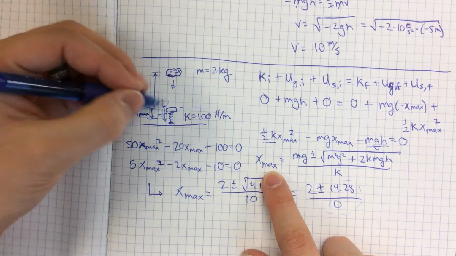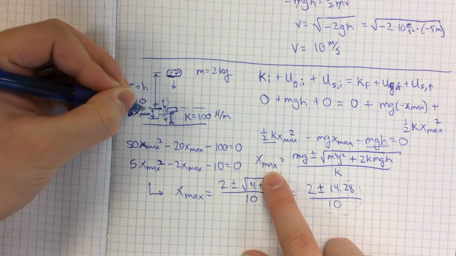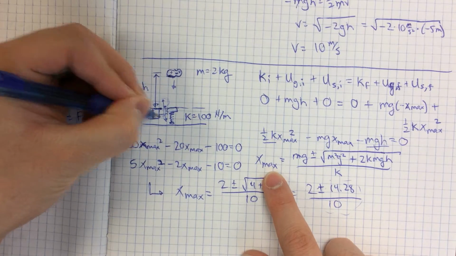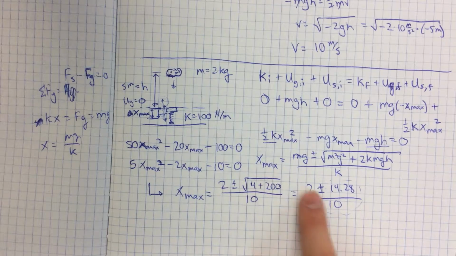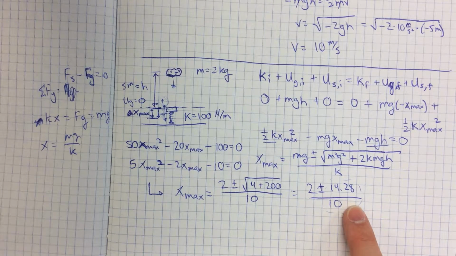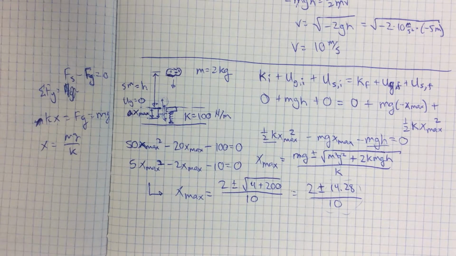X max is a measure of how far from here, the original equilibrium position, down it will go. So it will stretch a maximum of like 1.6 meters down from where it started. Okay?